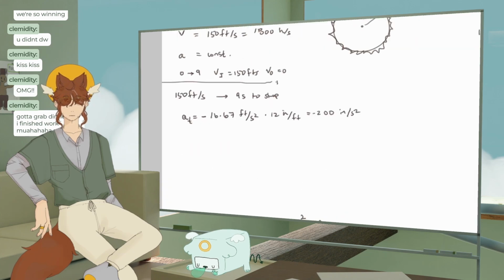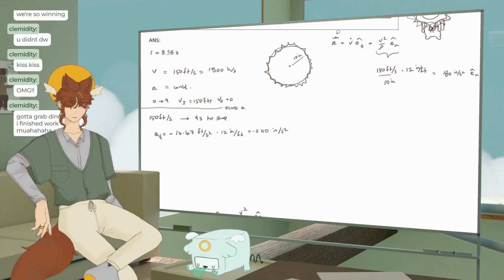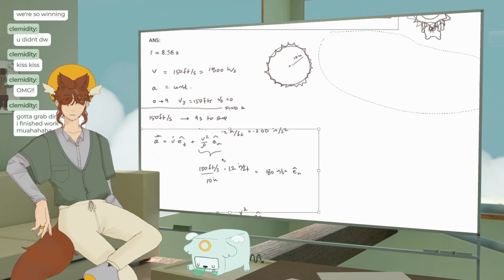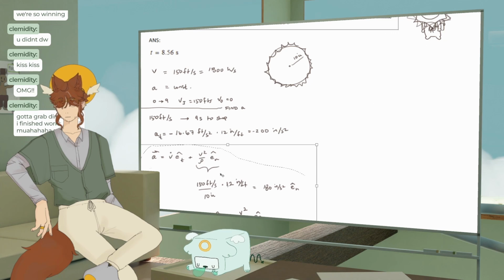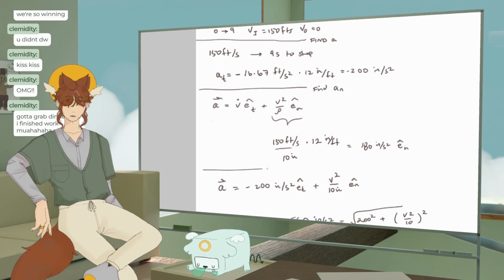So this was find A. And then we have find, I stole some of the paper there. Okay, this is like find the like AN, I guess. And then solve for T, or solve for V at A equals 130 feet per second.